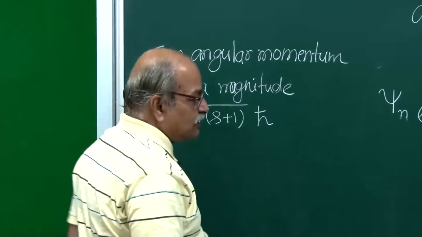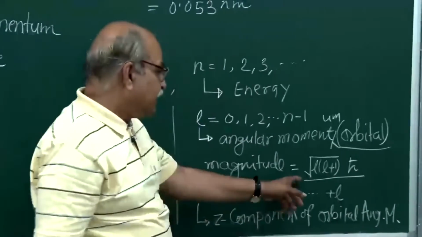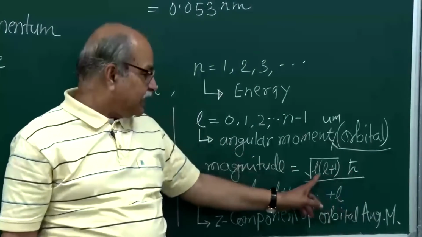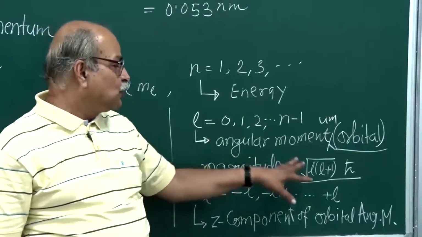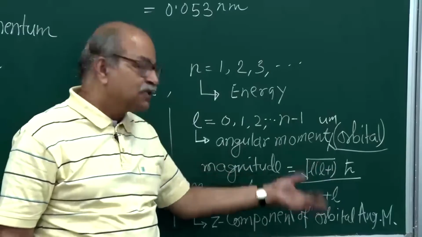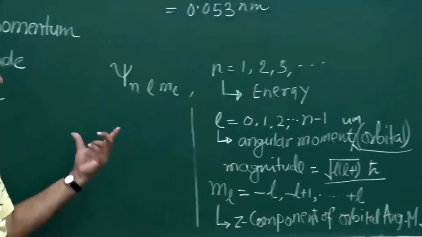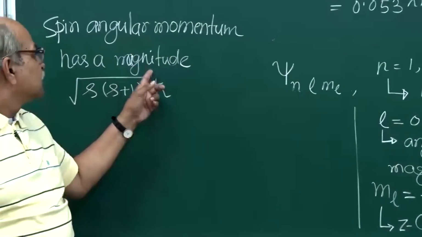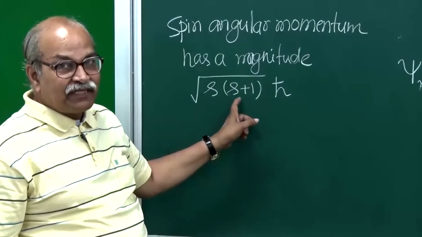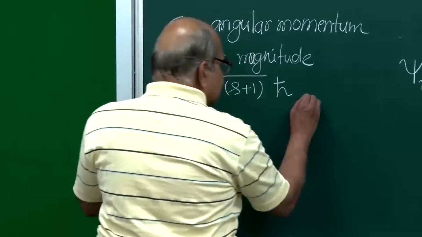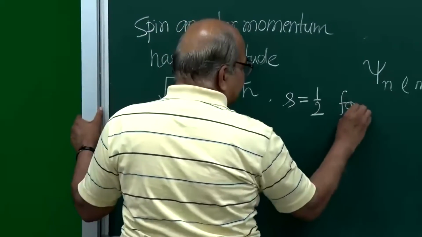This is that magnitude. For orbital angular momentum, the magnitude is square root of L into L plus 1 times h cross, and this L can take values. It can be 0, or 1, or 2 and so on, depending on different conditions. In the same structure I am writing the magnitude of spin angular momentum as square root of s into s plus 1 times h cross, and this s has a fixed value. It is half for an electron.